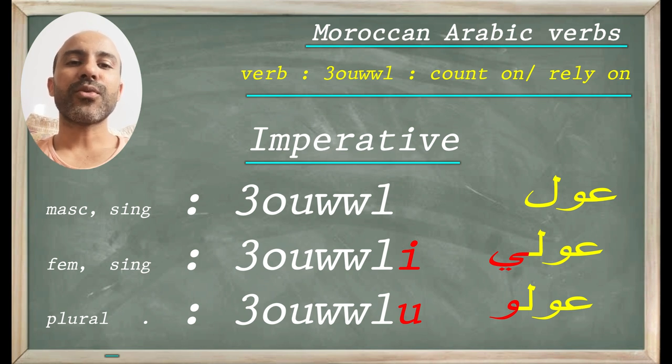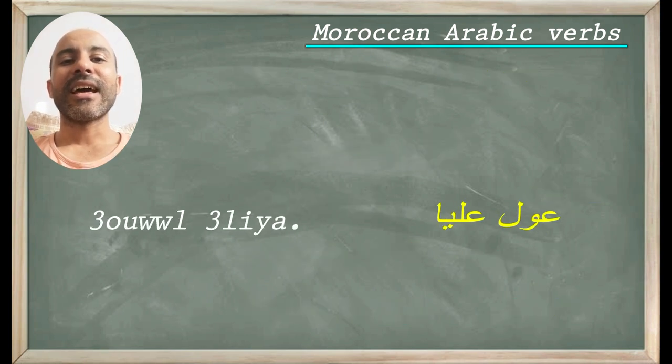Great. So can you practice saying them? So the first one. Good. عول. The second. Great. عولي. The third. عولو. Perfect. And let's see some sentences.